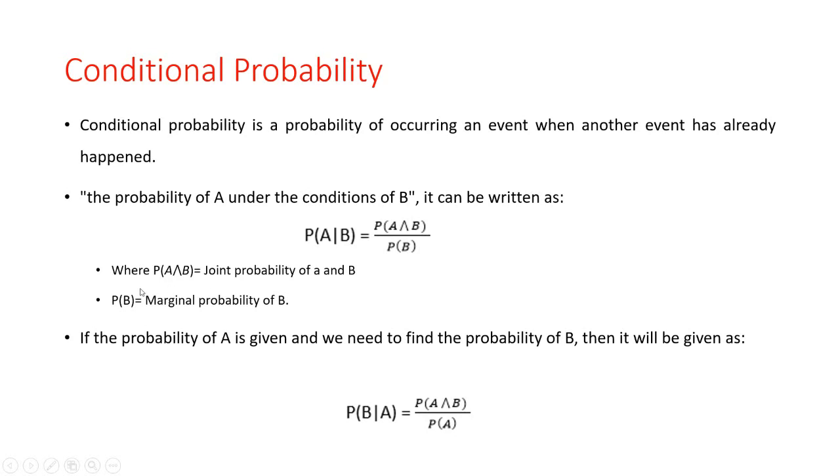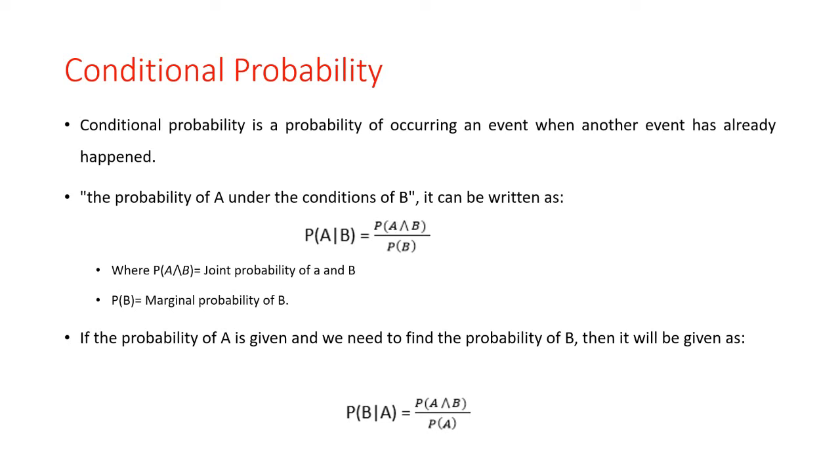Where probability of A and B is called the joint probability of A and B, and probability of B is the marginal probability of B. In the next part we will discuss what is meant by joint probability and marginal probability. Here we only discuss conditional probability. Suppose we have to calculate event A and event B has already occurred, then it is the probability of A and B divided by probability of B.